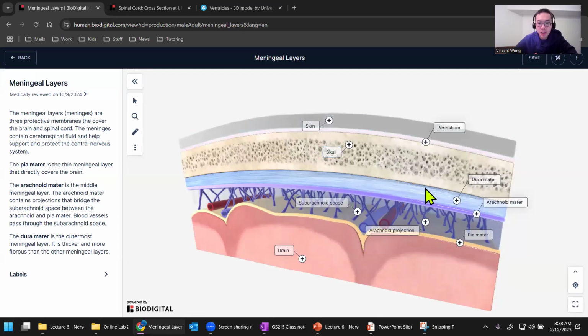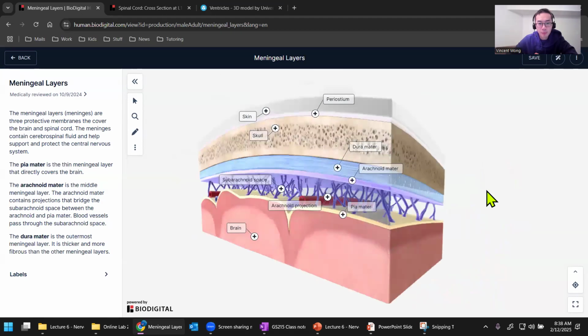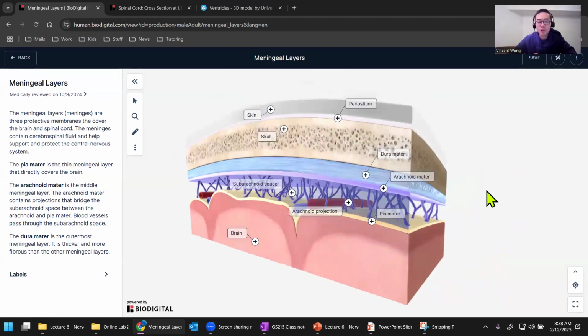And then beneath the skull, you have three layers of connective tissue that makes up your meninges. Okay, meninges. You might have heard of meningitis, right? Meningitis is the inflammation of the meninges. So this meninges is actually three separate layers, and it covers the entire CNS. It covers the entire brain, covers the entire spinal cord.